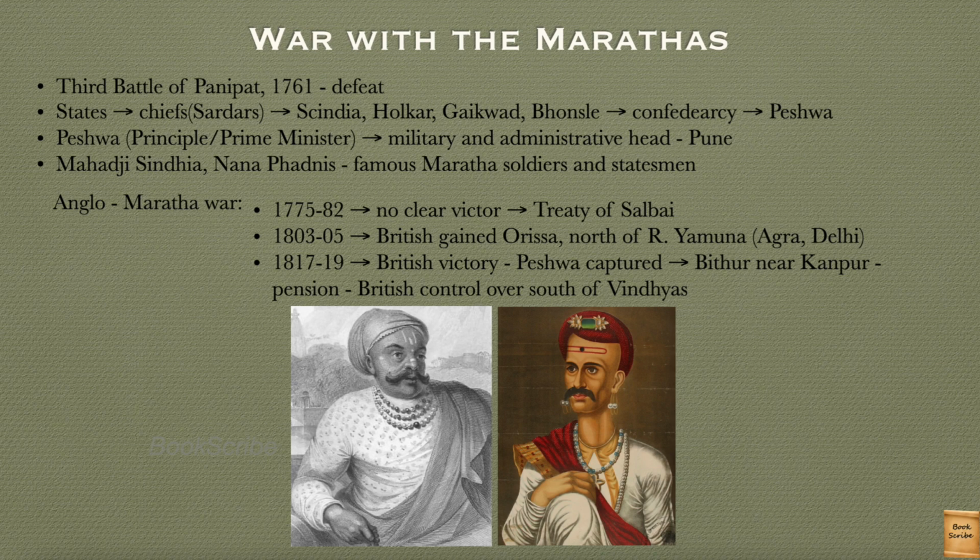The English became victorious, and they captured the Peshwa, and the Peshwa seat was removed, and the Peshwa was sent to Bithur, a place near Kanpur, with a pension. Now the company had complete control over regions to the south of the Vindhya region, which forms southern India.